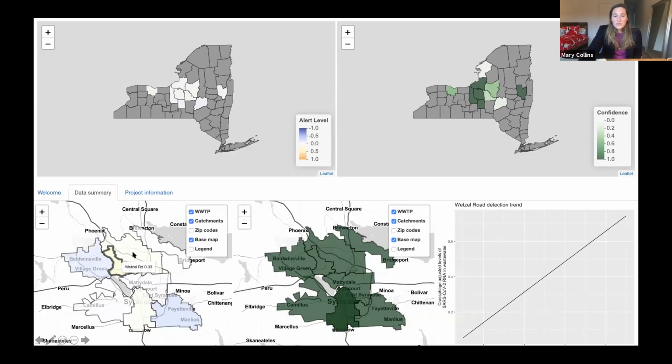The way that the interactivity works for this map is that if you click on any one of these catchment geometries, you get a detection trend line that'll show what's been going on over time. And so our hope is that a user of this application would come to this application on a very regular basis, see an overall trend at the county level, and then click within the county to see what's going on at the sub-county level.